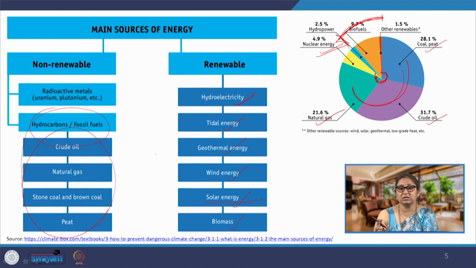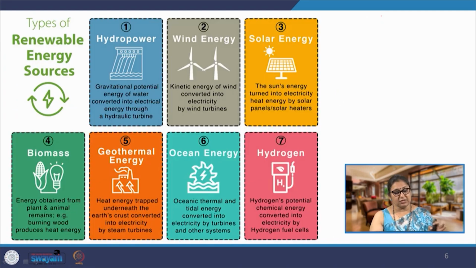So, for both these reasons we are shifting to renewable sources of energy, and these are the different types of renewable sources of energy that we are discussing here. I am not going to go into detail over them, and I expect you to know these, but still I am giving you a quick brief overview of what these are.